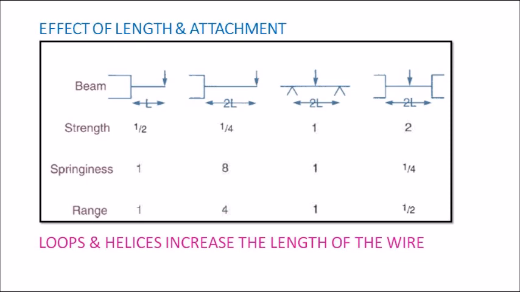Now, if a beam is rigidly attached on both ends, then it will become stronger. Initially it was loosely attached. Now in the last picture you can see that the beam is rigidly attached. So the strength is actually doubling. It was initially 1, now it has become 2. Whereas the springiness is getting reduced by 1/4, and the range is also getting reduced to half.